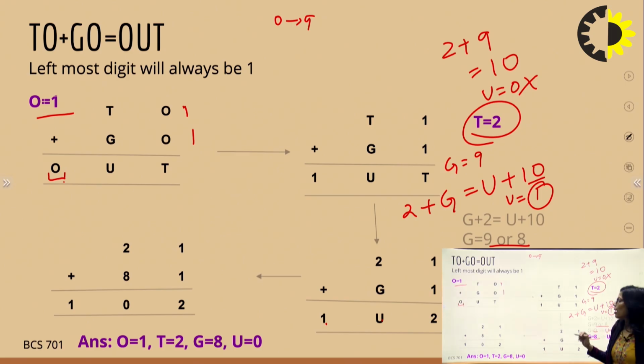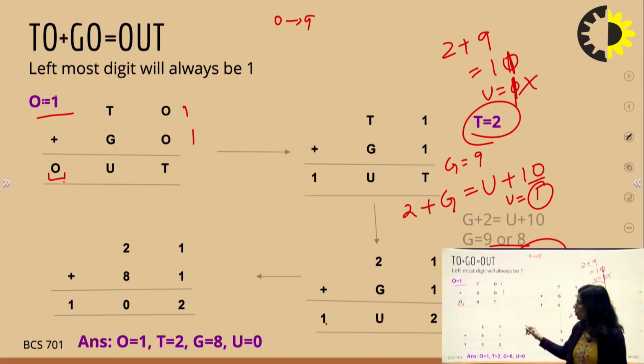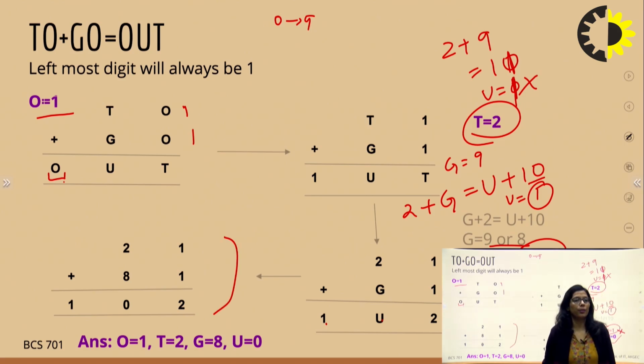Okay. Now, when G is equal to 8, it will be 10, so U is equal to 0. This is possible, and therefore we take G is equal to 8 and U is equal to 0. So, after solving all this, I reach this solution.